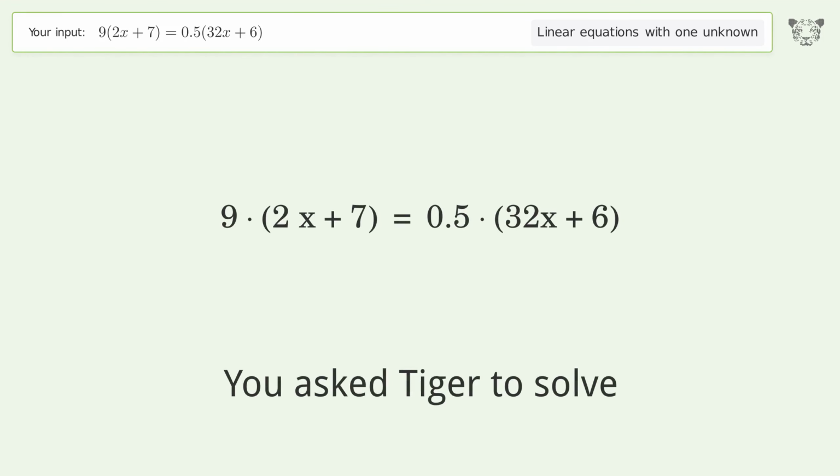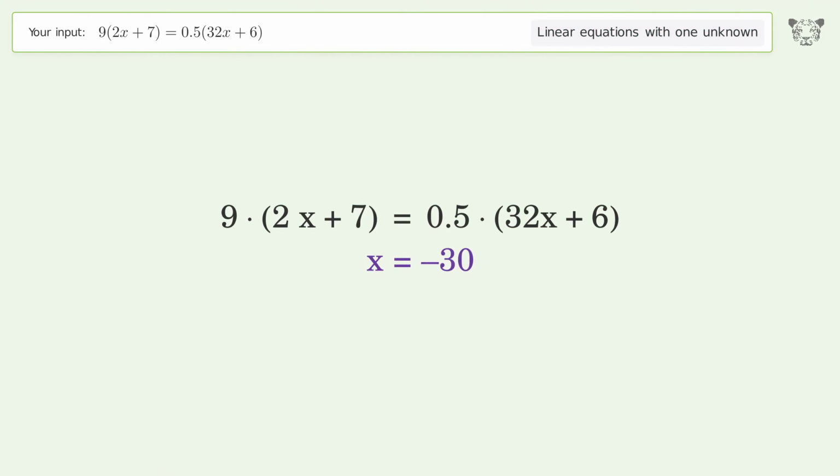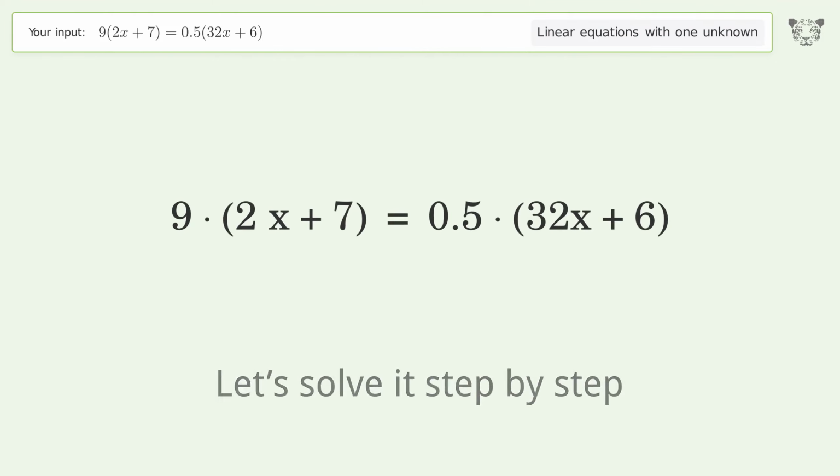You ask Tiger to solve. This deals with linear equations with one unknown. The final result is x equals -30. Let's solve it step by step.